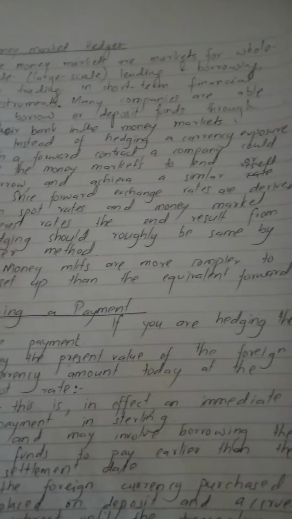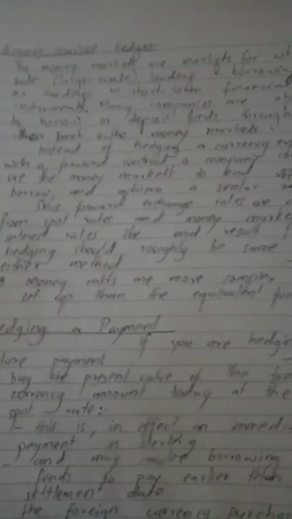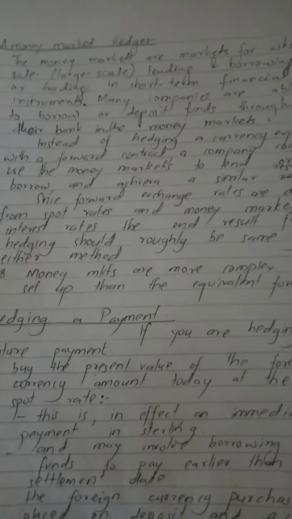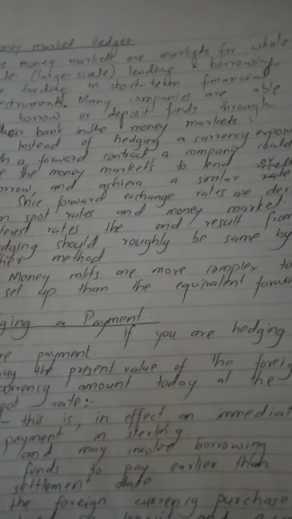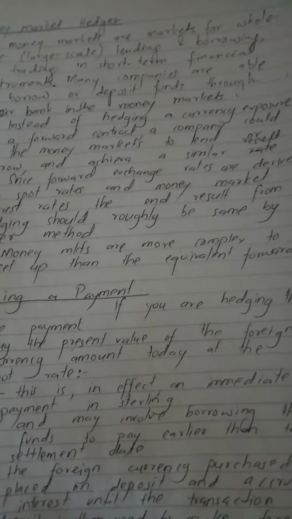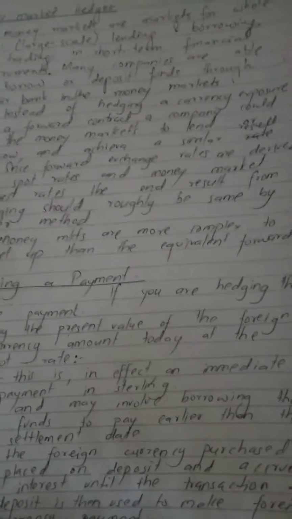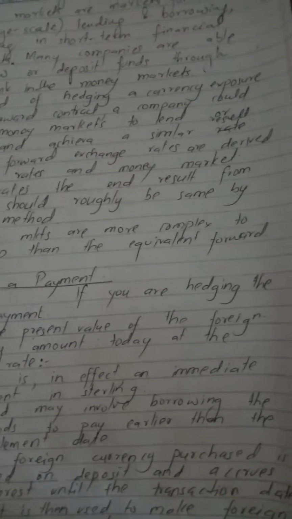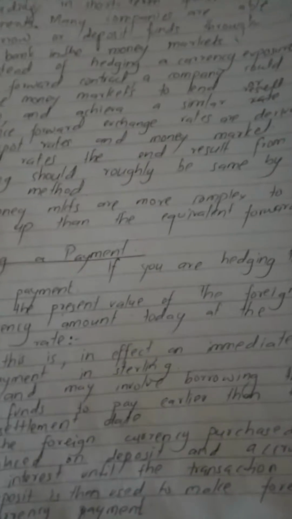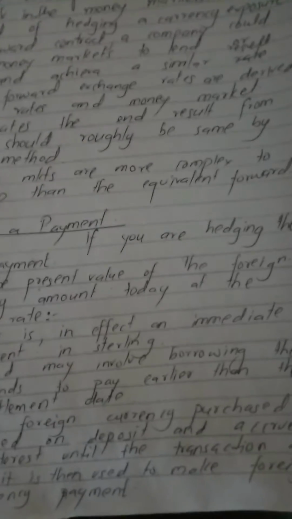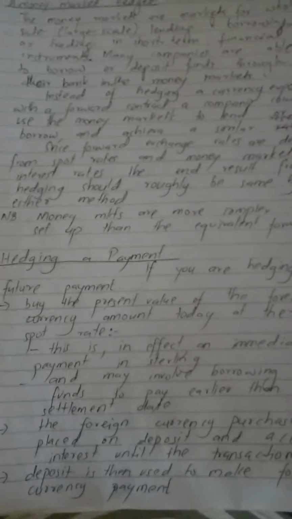A money market hedge. The money markets are the markets for wholesale, large scale lending and borrowing or trading in short term financial instruments. Many companies are able to borrow or deposit funds through their bank in the money markets. Instead of hedging a currency exposure with a forward contract, a company could use the money markets to lend or borrow and achieve a similar result. Since forward exchange rates are derived from spot rates and money market interest rates, the end result from hedging should roughly be the same by either method.